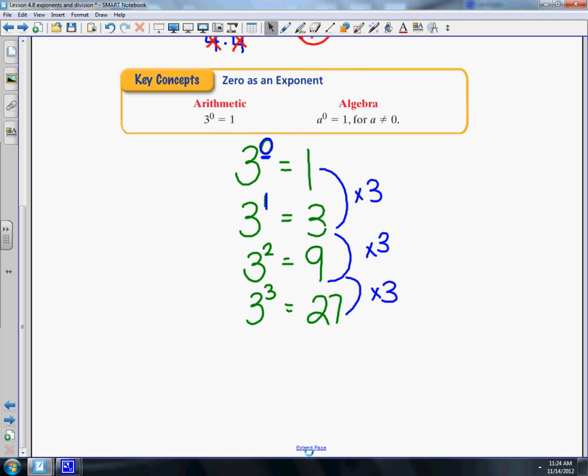So you have to start at 1 because that's the identity property of multiplication. If I started at 0 and times it by 3, I'd stay at 0 the entire time. So anything to the 0 power is 1, the starting point.